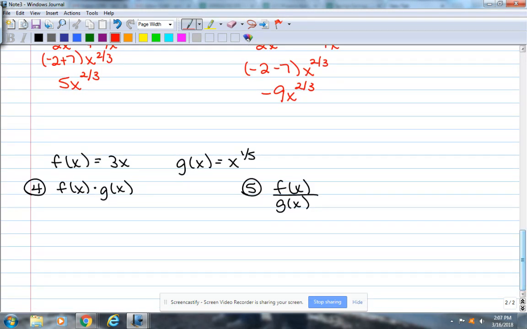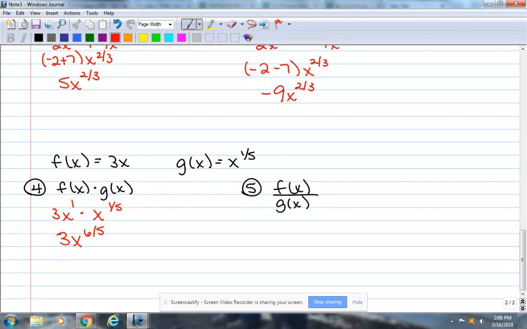The next time they gave us a new f and a new g. So number 4, they want you to multiply. So I would say 3x parentheses or times, however you want to do your times, x to the 1/5. How do I multiply my x's? I add, right? What do I add? What's 1 plus 1/5? Yeah, 1 plus 1/5 is 1 1/5, which is 6/5. So 3x to the 6 over 5. Raise your hand if you got that. Any questions about that? Fraction arithmetic is important. That's why you've done it since 4th grade.